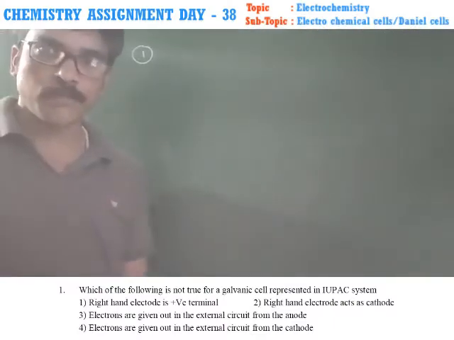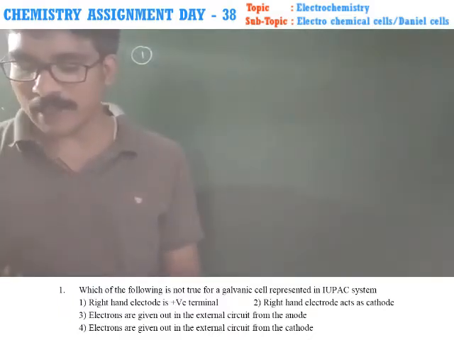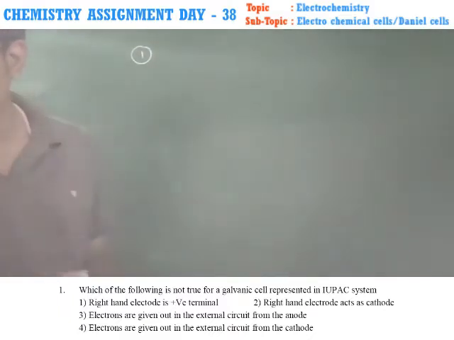Question number 1. Which of the following is not true for a galvanic cell represented in IUPAC system? By observing the options, one option is given like this: electrons are given out in the external circuit from the cathode.